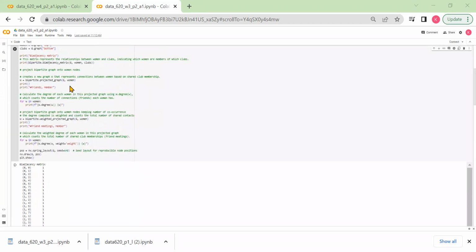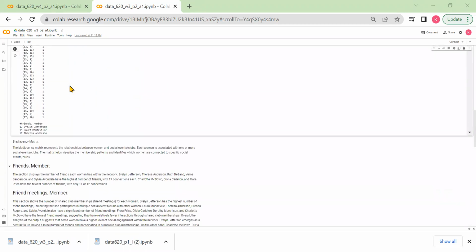Now let's see what the friends and member output indicates. It displays the number of friends each woman has within the network. We can see that Evelyn, Laura Anderson, Ruth and Sylvia have the highest number of friends with 17 connections each. Charlotte, Olivia, and Flora Price have the fewest number of friends with only 11 or 12 connections.